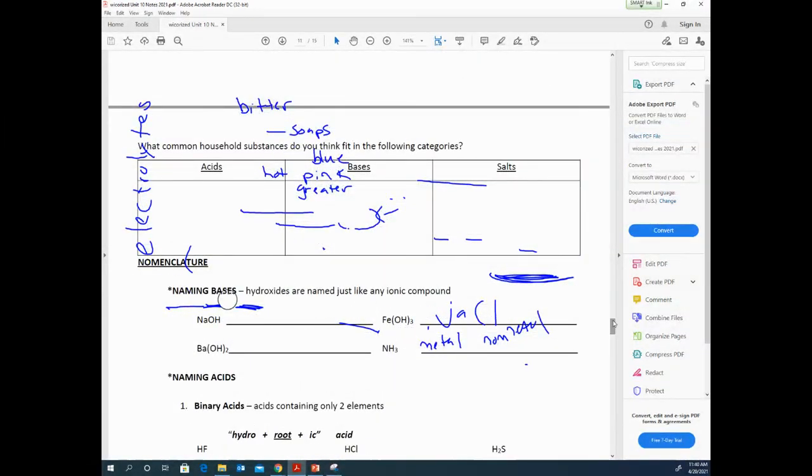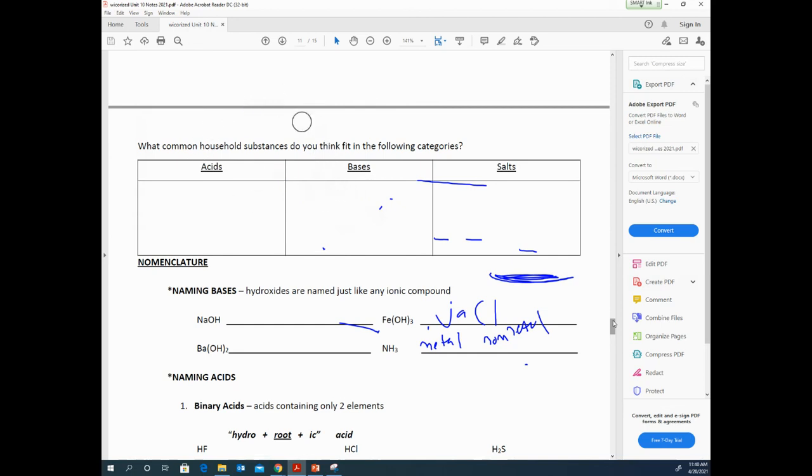All right, so all we're going to do is fill out this chart with a couple examples of household items that are acids and bases, just to give you a frame of reference of things you could identify in your home. And then we'll stop.